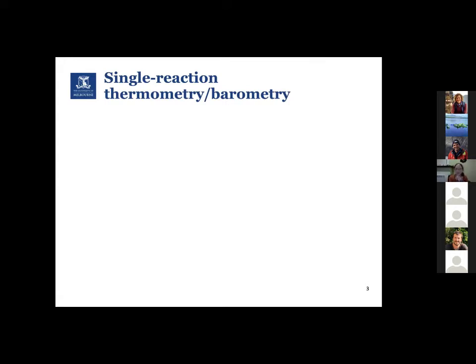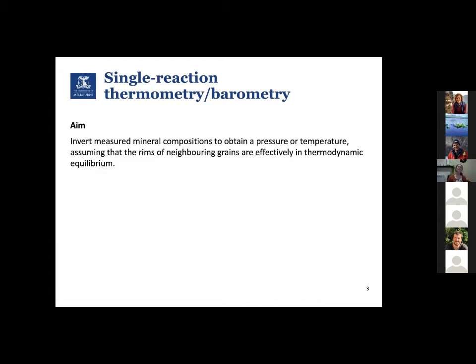So starting, of course, with single reaction thermobarometry, so geothermometry and geobarometry, back in the 60s and 70s. The aim, of course, and I do not need to tell anyone, especially anyone who's been listening to Pierre's lovely talk, is that for the first time back in the 60s, it was possible to measure one's mineral compositions, and in a quantitative sense to consider that it's possible to invert that information and obtain an estimate for a pressure or temperature of mineral assemblage development at some key stage in the history. We can discuss exactly what that means as a separate problem.